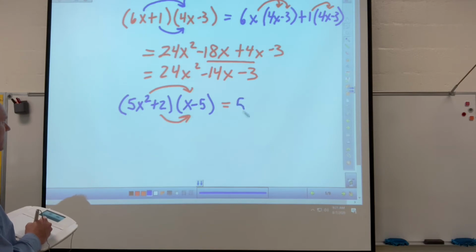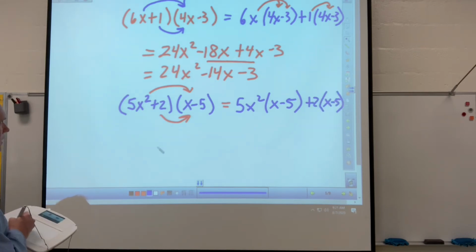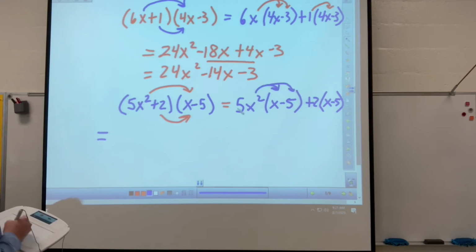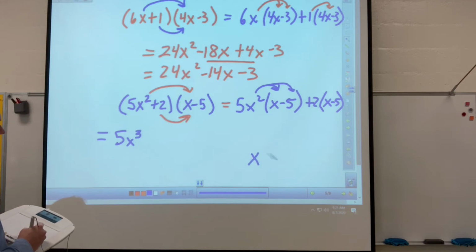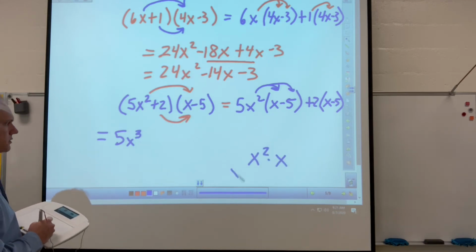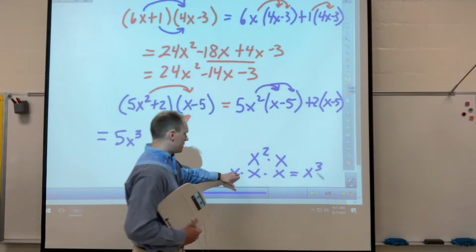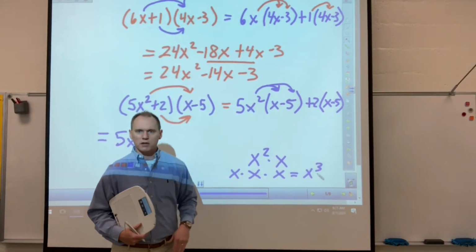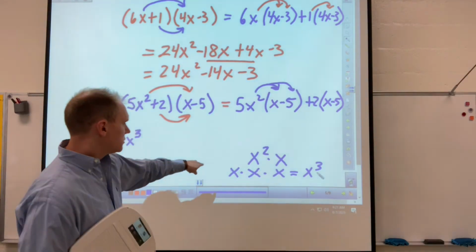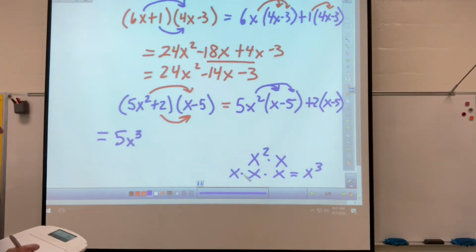All right, so we have 5x squared times x minus 5 plus 2 times x minus 5. So 5x squared, we're going to multiply in here. 5x squared times x is 5x cubed. Let's revisit that. x squared times x. Well, x squared is x times x, so we have x times another x, which is 3 x's. That's the repeated multiplication definition of an exponent, right? So x times x times x is x cubed.